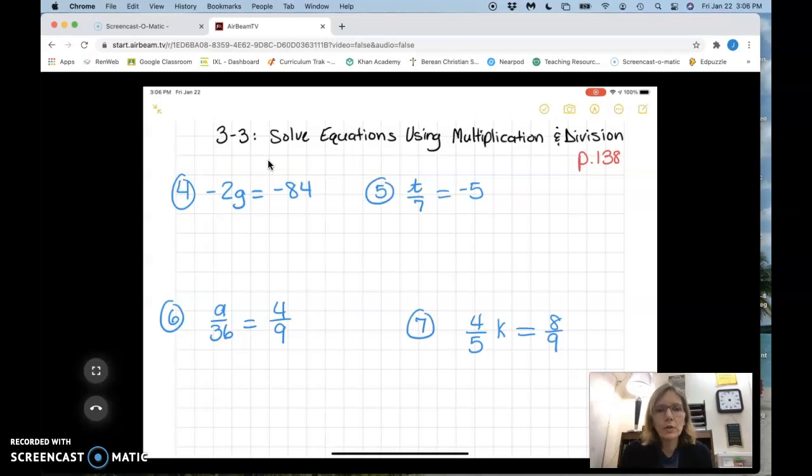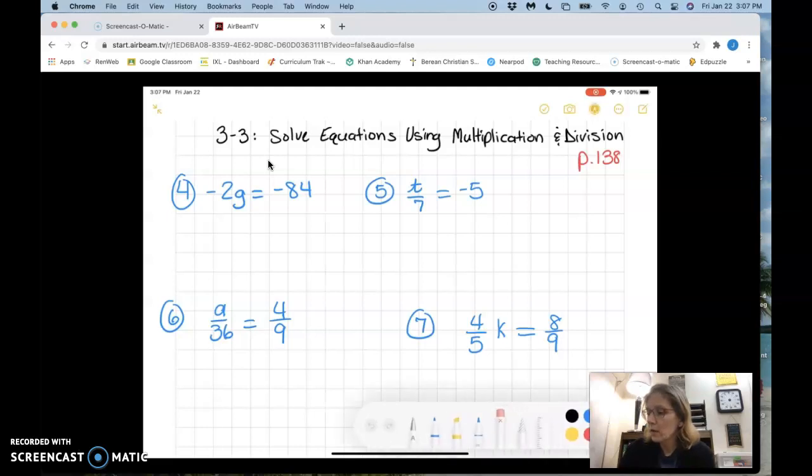Today you're going to start a new section, 3-3. You need to copy everything I write into your math journals, and you need to watch the entire video because it's going to help you know exactly how to solve these problems, okay? And then when you do IXL, use a whiteboard or write the problems in your math journal so you don't make mistakes. All right, so here we go.